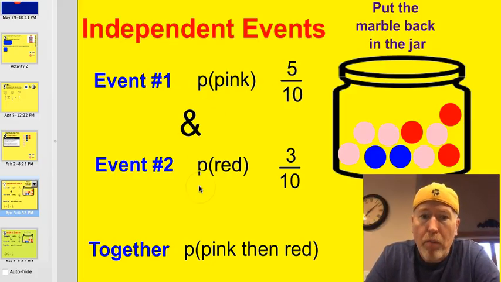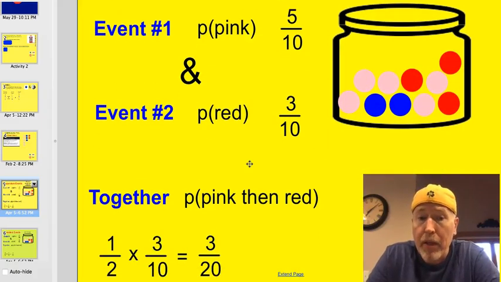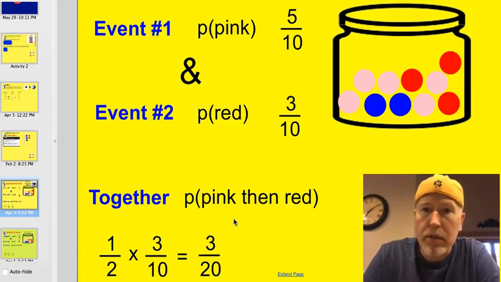All right, so our ultimate goal here is to find the probability together of pulling a pink and then a red. Well, the probability of pulling a pink is 5 out of 10. There's a total of 10 of them in there. 5 of them are pink. Pretty straightforward. Probability of pulling the red is 3 out of 10 because there are 3 red ones out of a total of 10. Together, the probability is 5/10, which I simplified to 1/2, times 3/10, which gives me 3/20. That's the probability of pulling first a pink and then a red. Are you with me? I hope so. That was the easiest one.